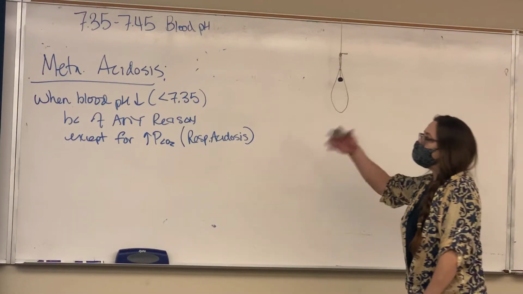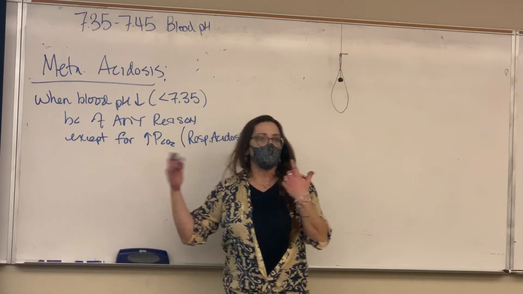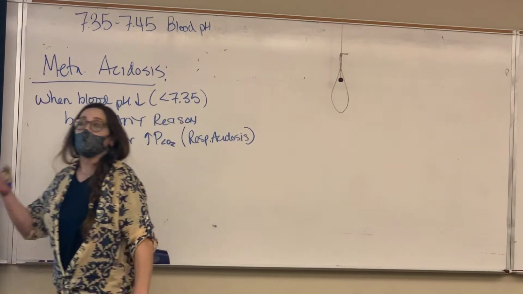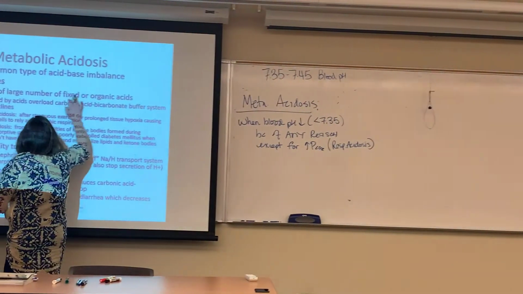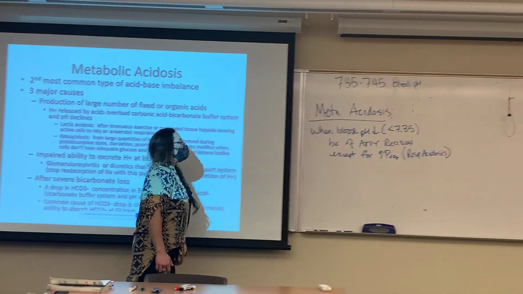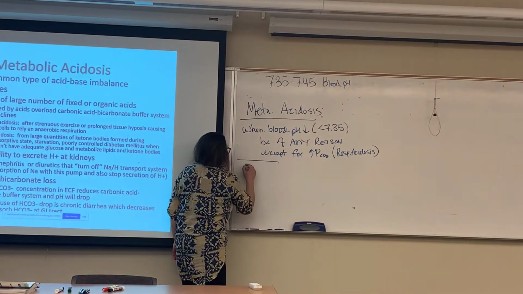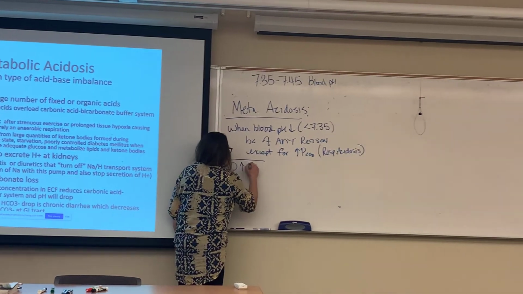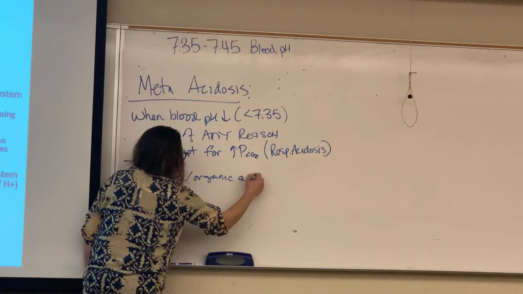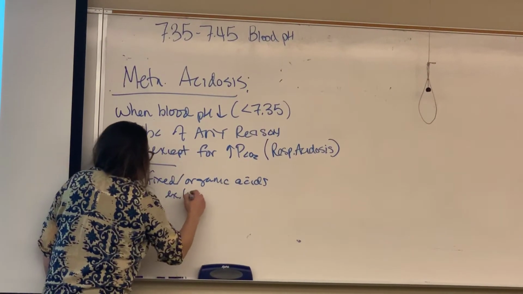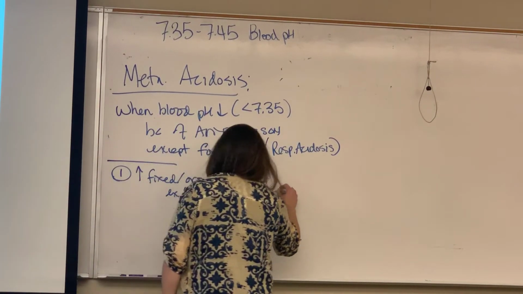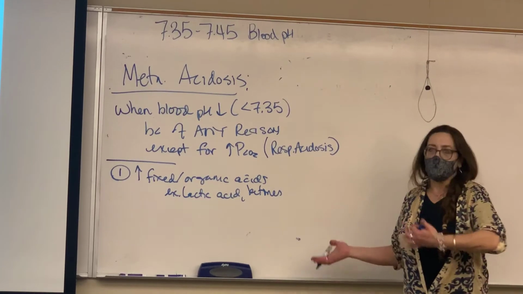Now, there are three key reasons why you typically are in metabolic acidosis. Let's go through those and make sure they make sense. First of all, you're producing a lot of fixed organic acids. That should just kind of make sense. So the three most common reasons why you're in this: you're producing a lot of fixed organic acids. Again, things like lactic acid, things like ketones. Now, why would you produce a lot of these?